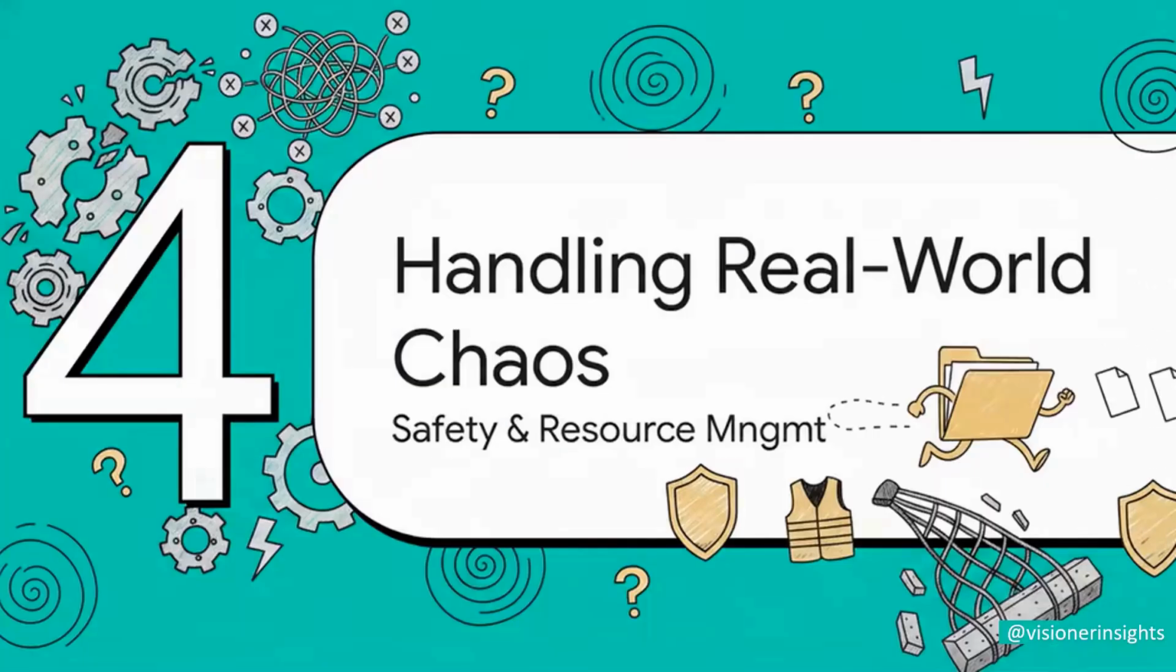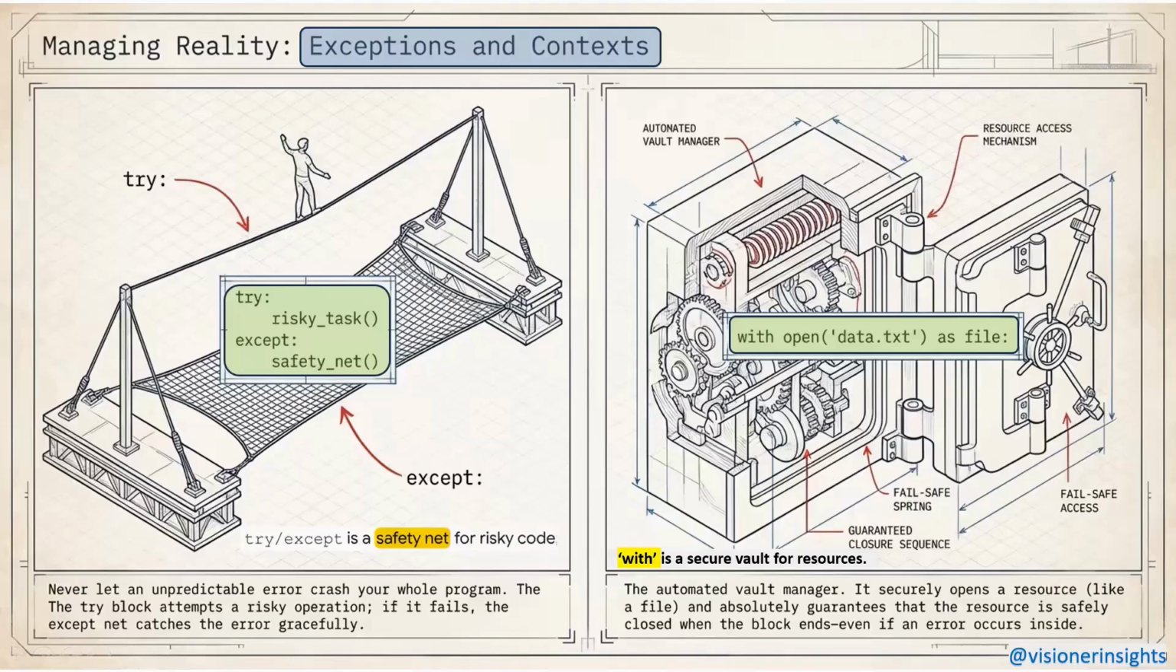Okay, so we've got our building blocks, we can make decisions, we can repeat things, but let's be real. The world is a chaotic place. Things go wrong. And that brings us to handling that chaos. We need statements that act like safety equipment for our program. Now, these two are absolutely crucial for writing code that doesn't just fall apart.